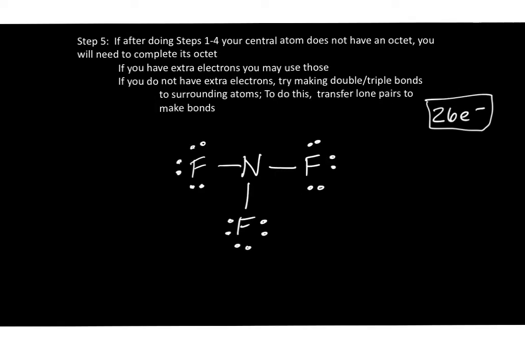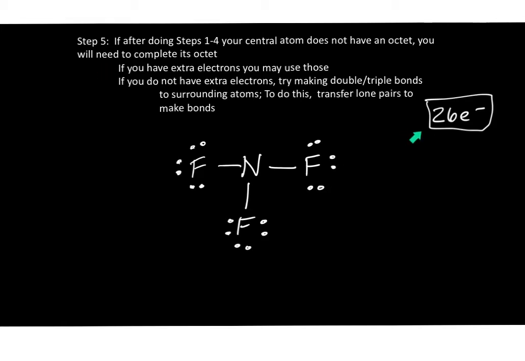Okay, so now we're moving on to step 5. This is one of our last steps. If after doing steps 1 through 4, which we have done, the central atom does not have an octet, you will need to complete its octet. This is going to be the case for us because if I look at this nitrogen, it has 2, 4, 6 electrons around it, so it does not have a complete octet, so we are going to need to complete it. There are a couple ways you can do that. If you have extra electrons, you can use those.